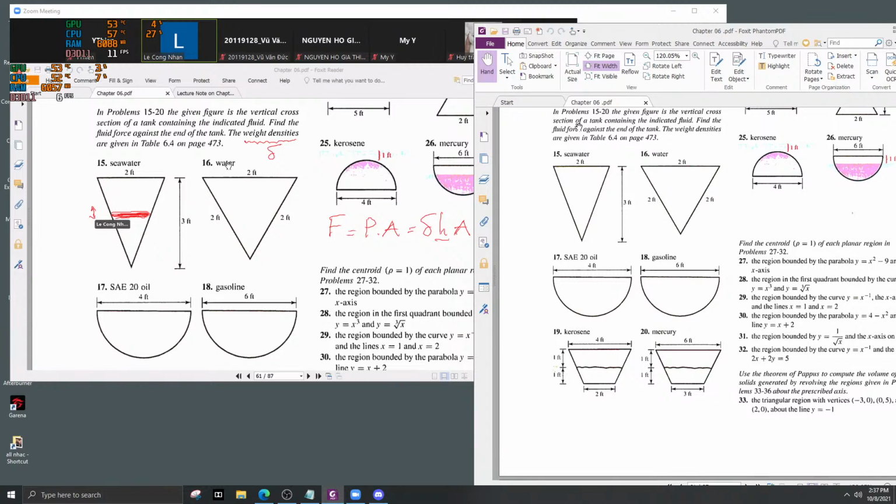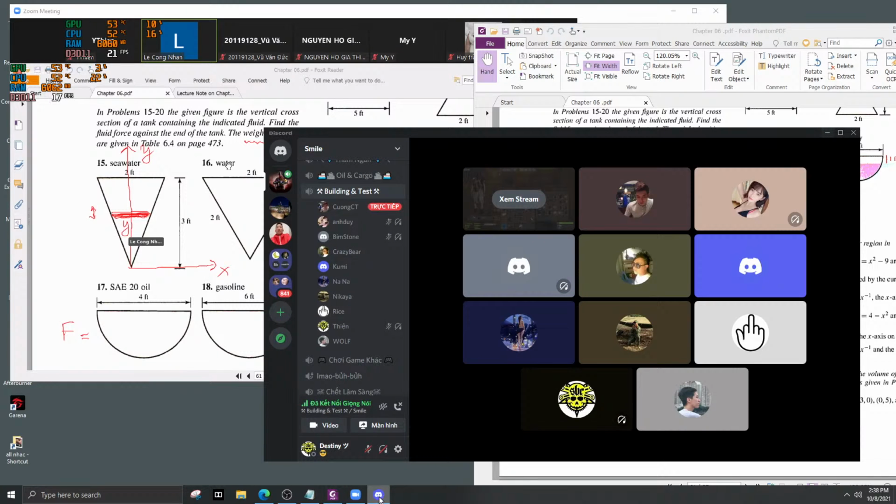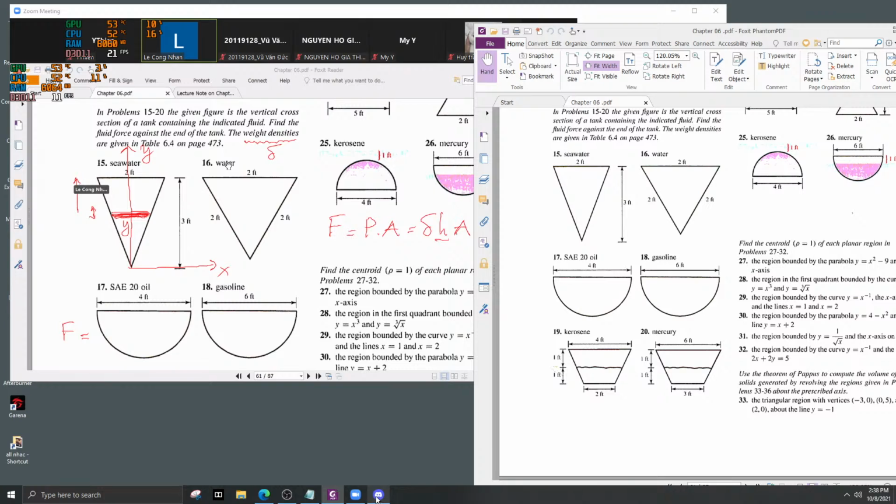So if I set the coordinate x-axis and y-axis, we need to find the fluid force acting on this part. What is the depth of the water at this part? Because we have y here, the depth of the part is this distance, since the tank is filled with seawater.